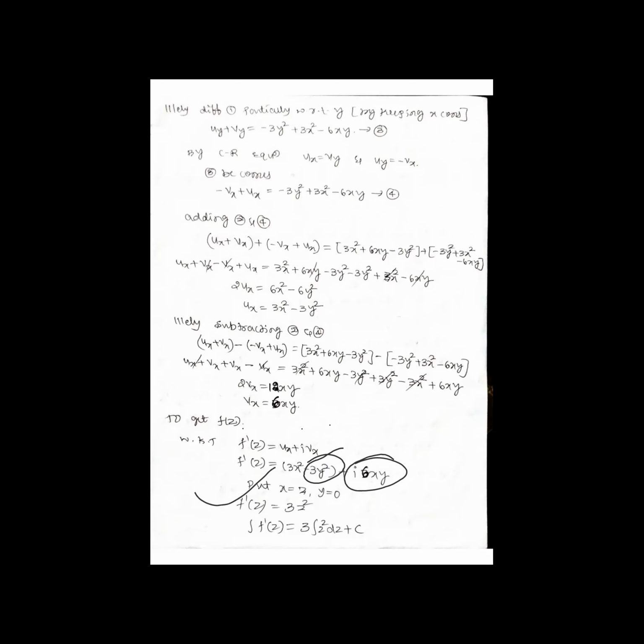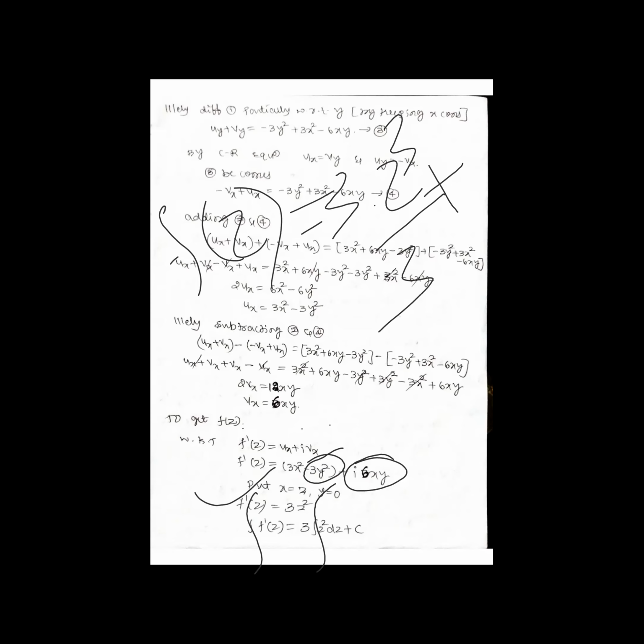Integrating both the sides. Integration of f dash of z. 3 you take out. Integration of z square dz plus c. So integration and differentiation cancel each other. So f of z is equal to 3 into z cube by 3 plus c, constant of integration. This gets cancelled. So f of z is z cube plus c.